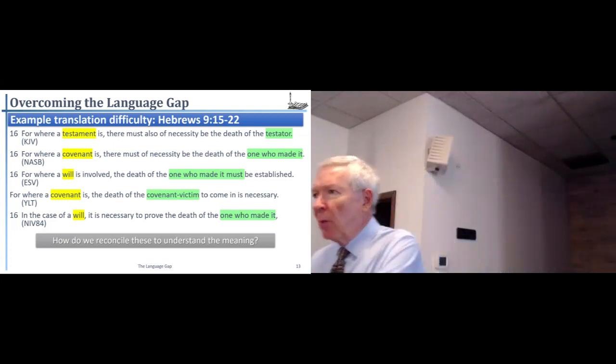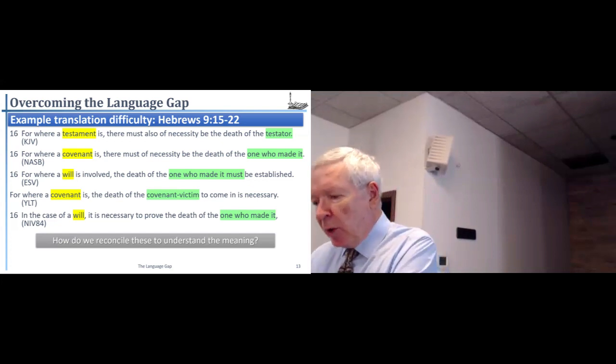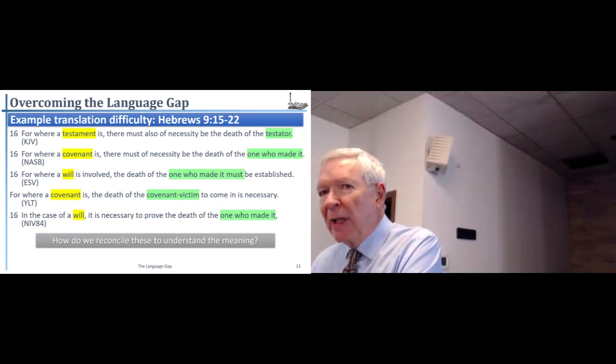Let's think about the logical problem first. If this is a last will and testament of Jesus Christ, and when he died, it went into effect, it sounds okay so far, except what would happen to the last will and testament when the one who died came to life again?